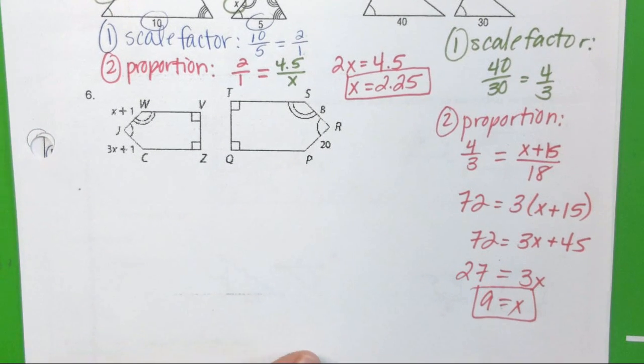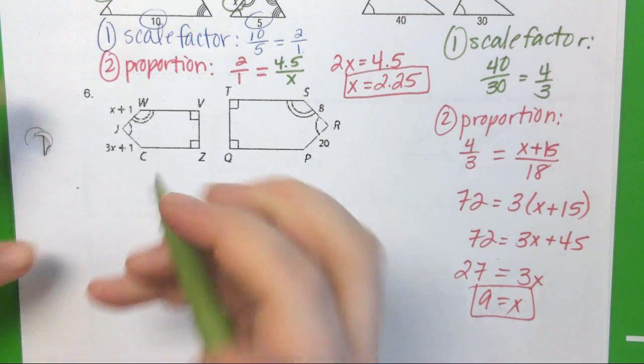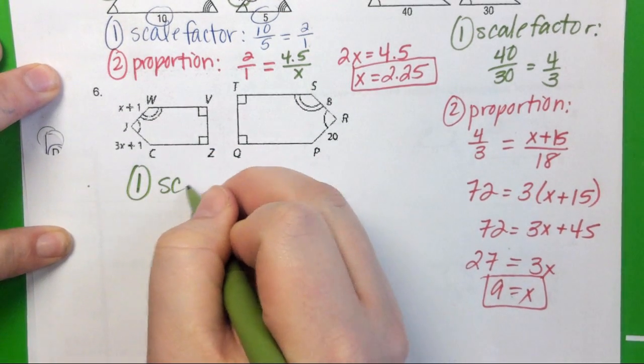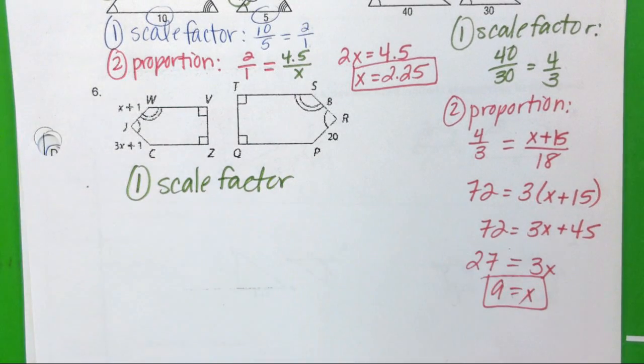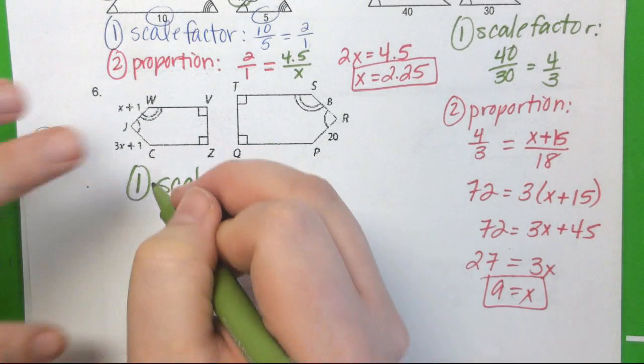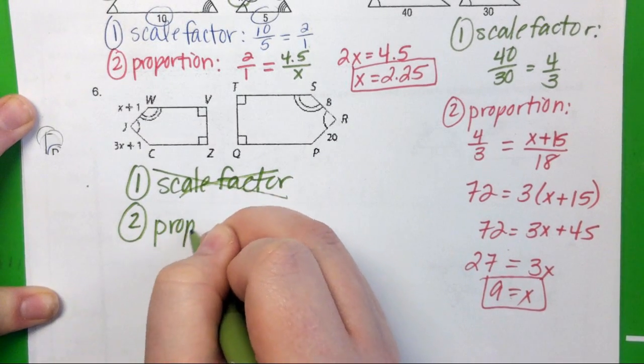Okay, number 6 looks like the easiest one, but it's actually probably the most difficult one. Can you figure out the scale factor on number 6? No. So my step 1, which was scale factor, I can't do it. There are not two sides with numbers on them. So forget that. I've got to go straight to step 2, which was a proportion.